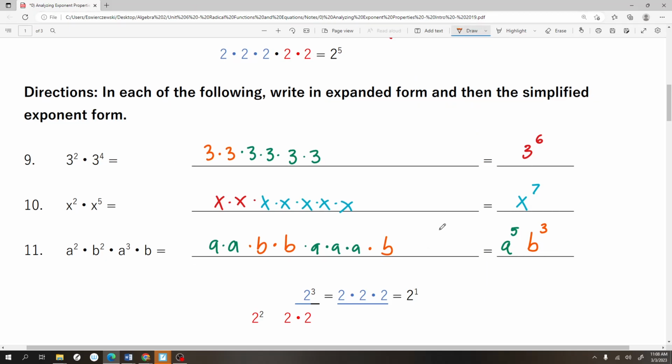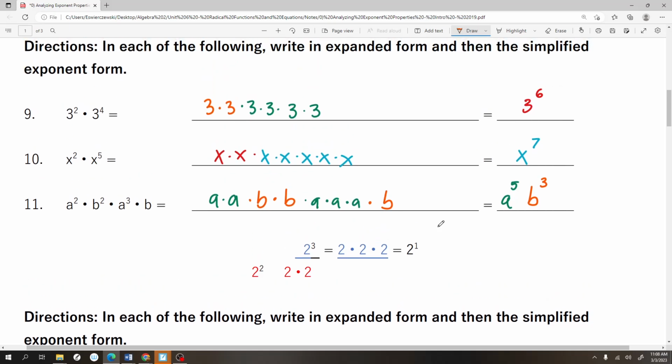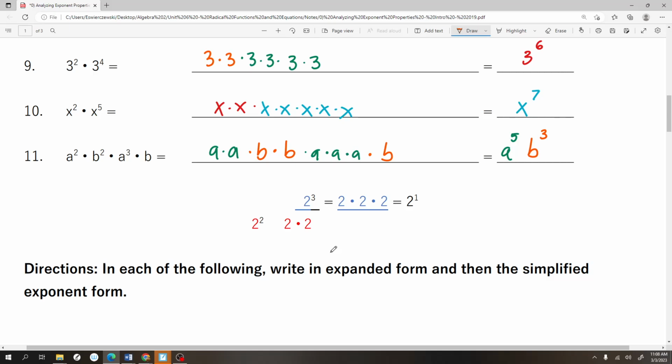Okay. Looks like this got a little messed up. What this was supposed to say was 2 to the 3rd over 2 squared. When you are dividing exponents with the same base, you can subtract the exponents.